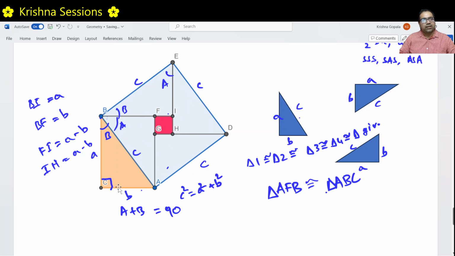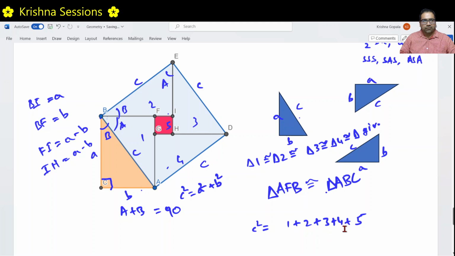Now, what is the total area of the square? The area of a square of side C is C square. C square is equal to the area of 1, 2, 3, 4. Let's say these figures 1, 2, 3, 4, and this 5. This plus 5, right? Area of all of these parts: part 1, part 2, part 3, part 4, part 5.